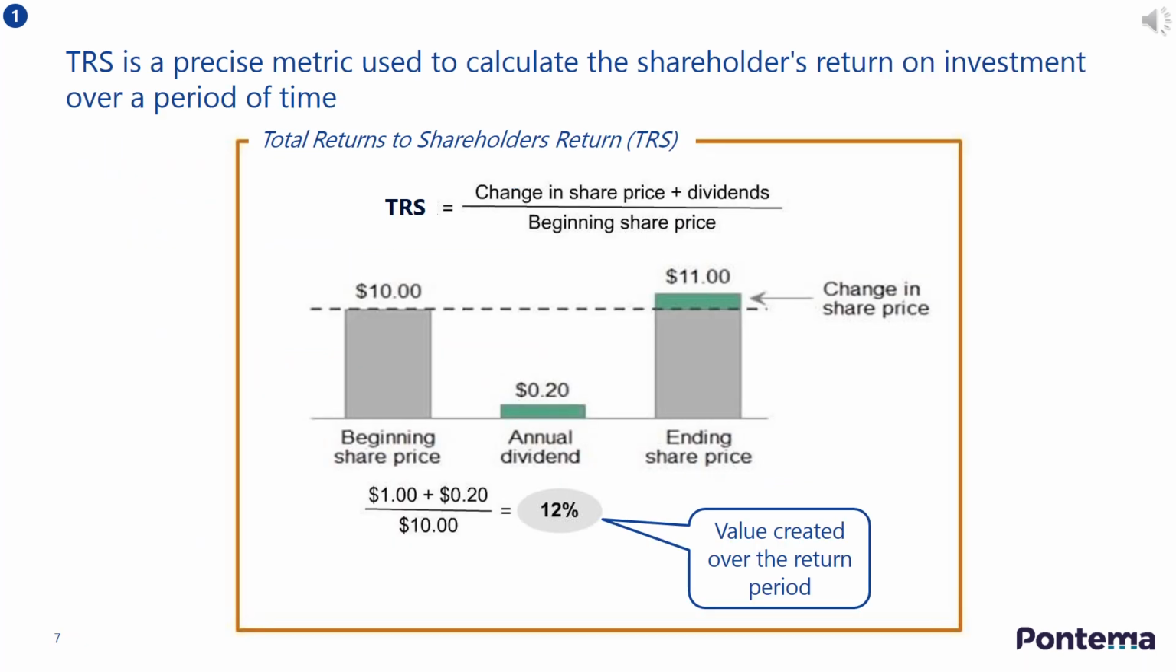TRS is a precise metric used to calculate the shareholder's return on investment over a period of time. It is calculated by taking the sum of the change in the share price and the dividends paid in the period in question, divided by the starting share price. The resulting percent increase or decrease represents the value created or depleted over the return period. Please refer to the slide for the TRS calculation.